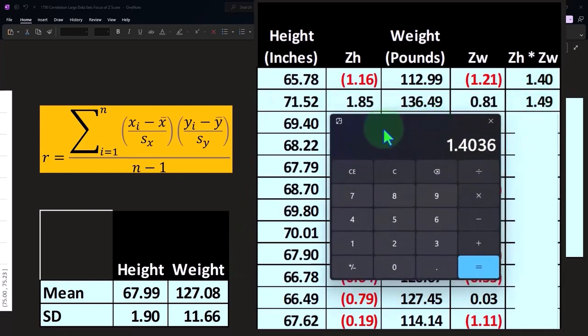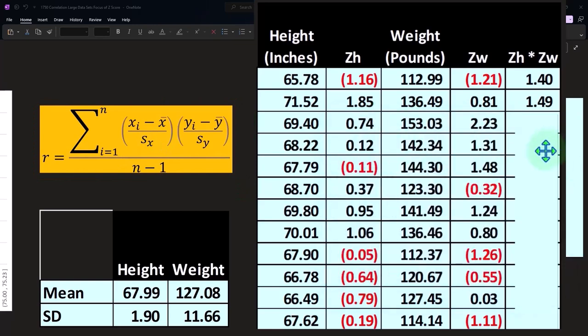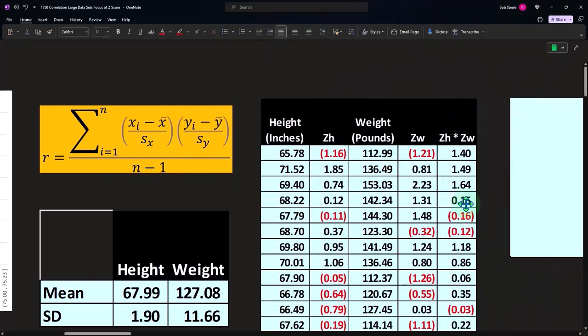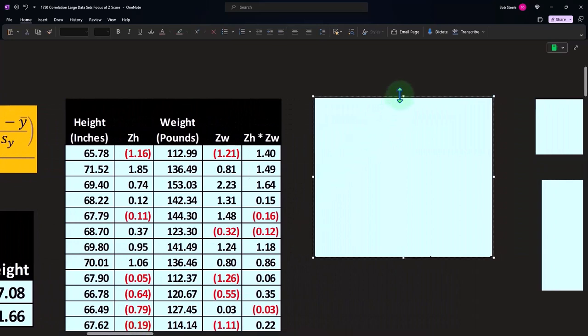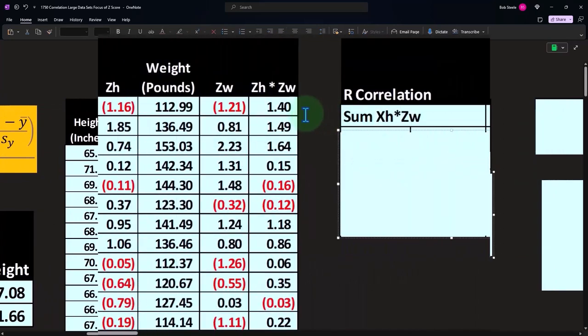And then if we multiply these together, the Z's are 1.85 times 0.81. That's going to give us 1.49. So now we're just multiplying together each of the two Z's, and that'll give us all the Z products. Now I just sum that up and it gives us the numerator of our calculation for the correlation. Let's do that over here. We're just going to sum up this outer column.